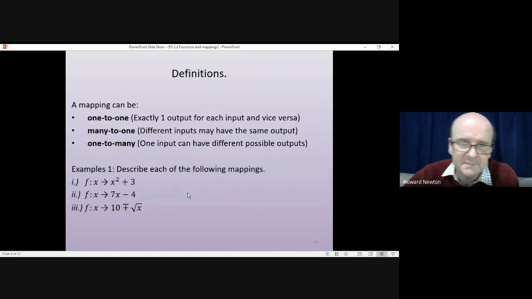Three examples. I'll let you have a go at doing these first, and then I will talk through them. So have a go. Describe each of these mappings either as one-to-one, many-to-one, or one-to-many. Pause the video and then come back when you're ready. Okay, we'll go through these together.